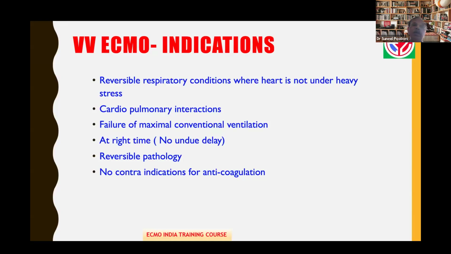Indications are basically reversible respiratory conditions where the heart is not under heavy stress. Though we feel and say that there is the function of the heart and the function of the lungs separately, it is never like that. It is in a constant dynamic circulation. Blood from the heart goes to the lungs, blood from the lungs goes to the heart like that. It is in a continuous circulation.